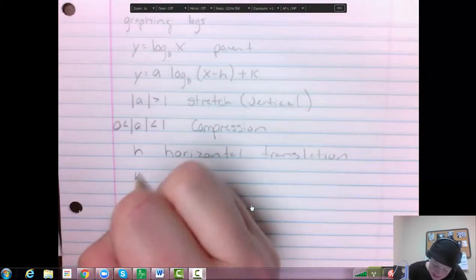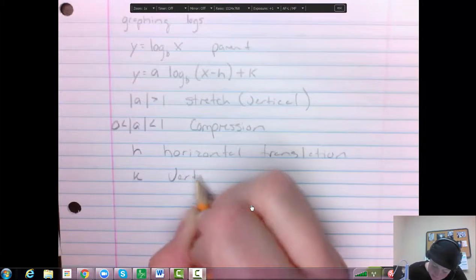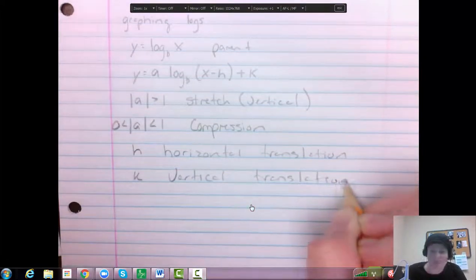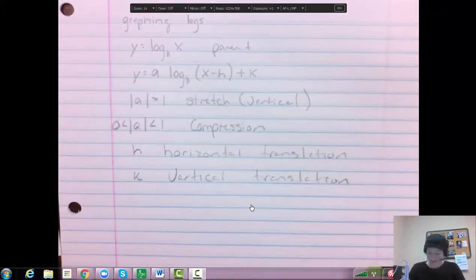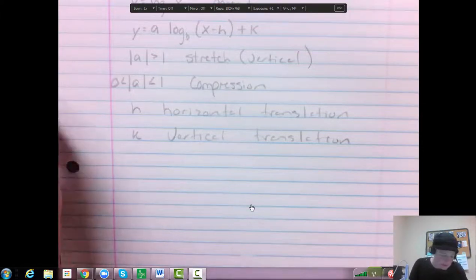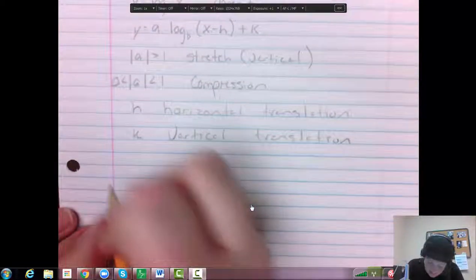And then k is your vertical, up and down. And if you're just watching me write this, that means you should have been writing it. A lot of students don't take notes. If you take notes, then it's easier to do your homework because you have notes to go with it, especially this kind of stuff. Let's look at a sample problem.